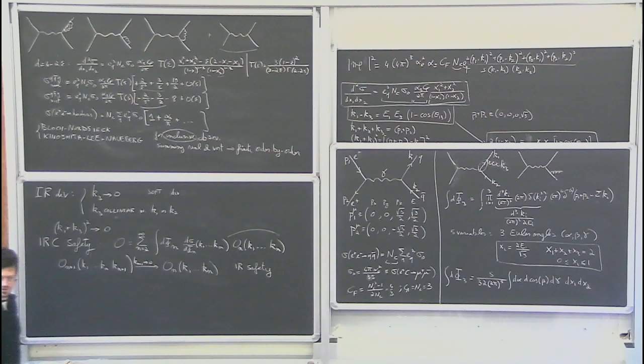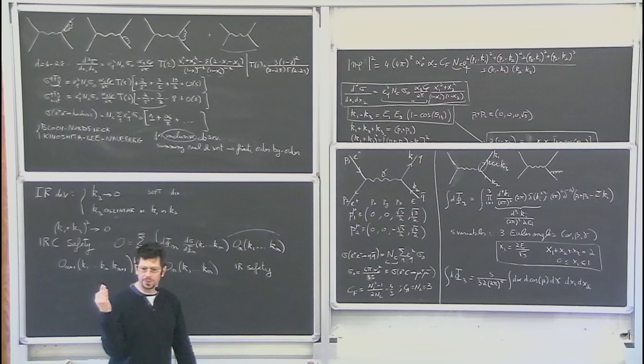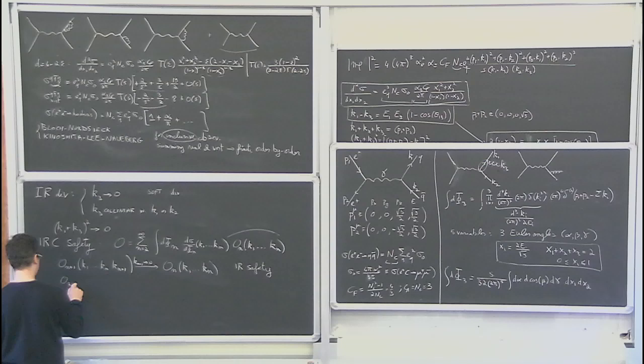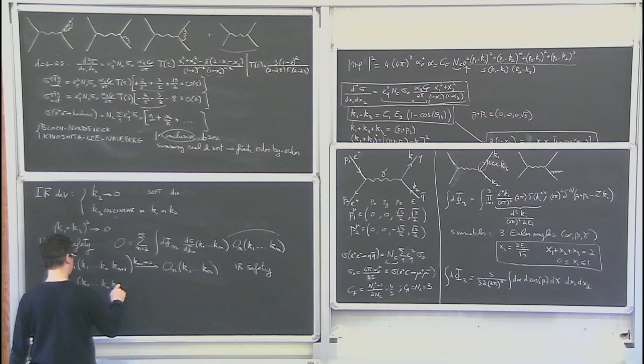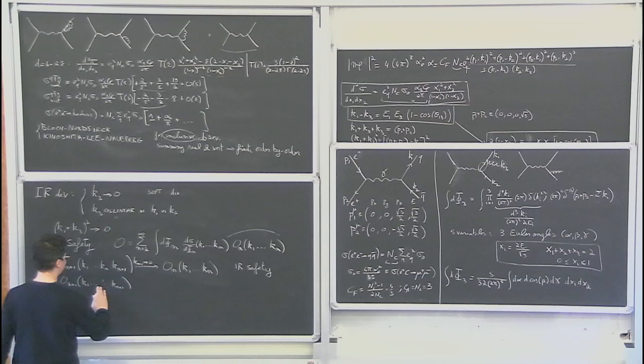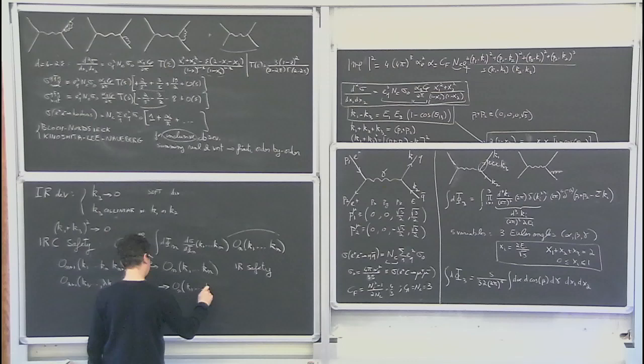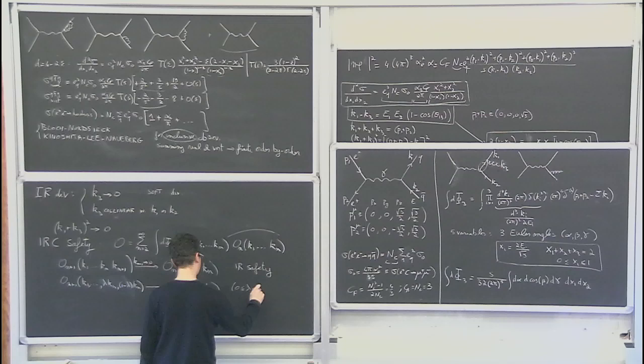Similarly, you want that if two of the particles become collinear, you again recover the same observable as if they were just a single particle. So if you have something, say k1, kn, and kn plus 1, in the limit where both become collinear, so kn is actually split between some lambda kn and some 1 minus lambda kn, this goes to the same observable, for lambda between 0 and 1. And that's collinear safety.